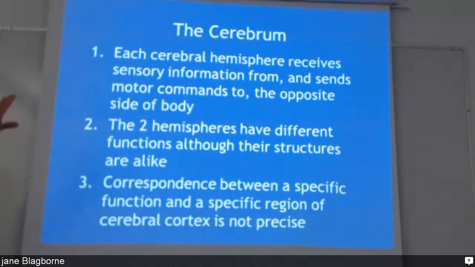It's important because if you have a cerebral vascular accident, you'll know which side it happened on by the side that's paralyzed. It's just the opposite of the paralyzed side. Either side has different functions, and the correspondence between specific functions and specific regions is not precise. In other words, they don't really know.